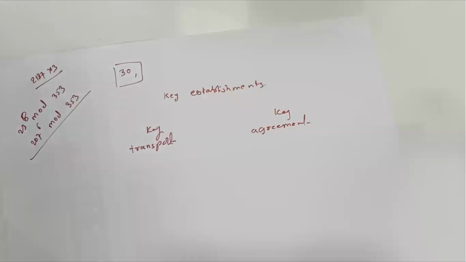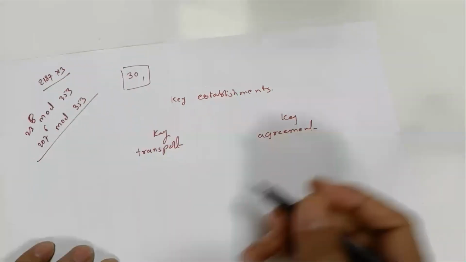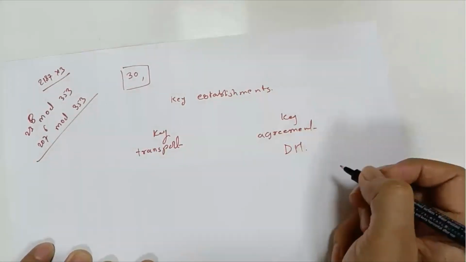Key agreement, both the parties decide the private key. Sir, Diffie-Hellman would be key agreement because Alice and Bob have their own private keys. Correct. So Diffie-Hellman goes under this category.